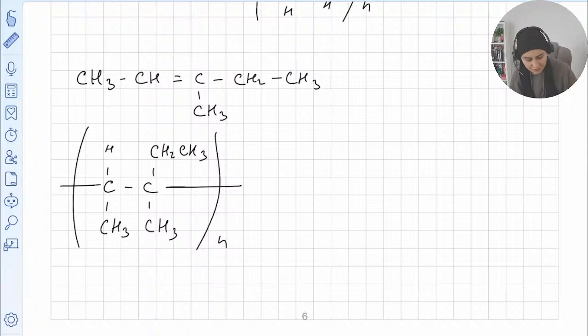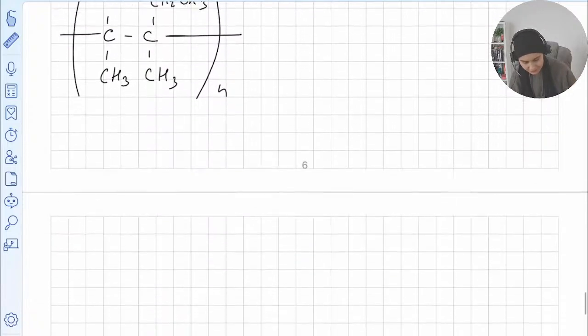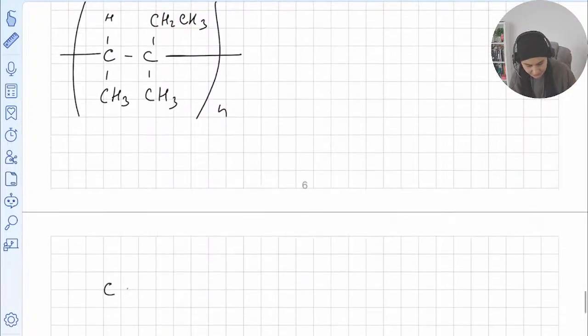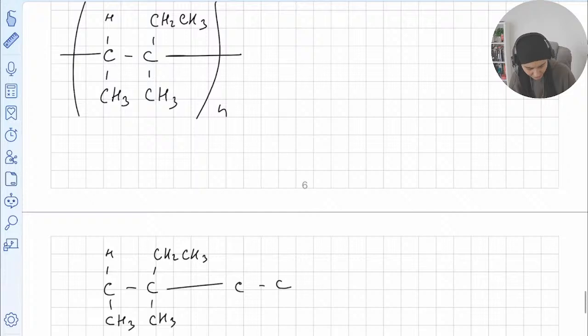So if you were to write two repeat units, I would write it like this. Let's write it once. If they asked to draw two repeat units for this polymer, you do it. This is one repeat unit and this is one more.